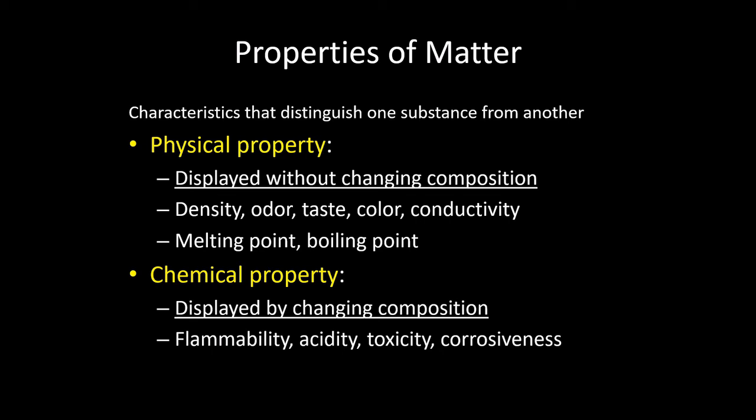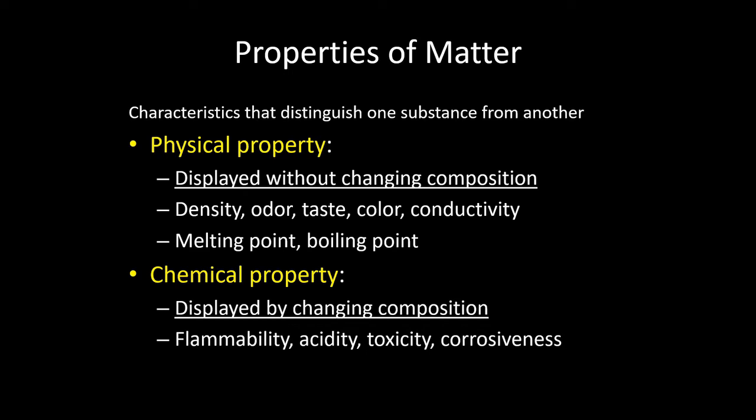Let's talk about physical versus chemical properties and physical versus chemical changes in samples. When we say that a bit of matter undergoes a physical property change or a physical change, what we're saying is that something happened to the sample, and that change, that property that was displayed, happened without changing the composition of the material. So physical properties and physical changes happen without changing the composition of the material.